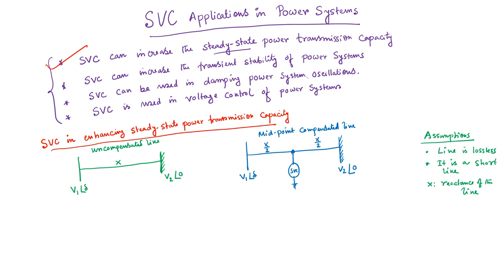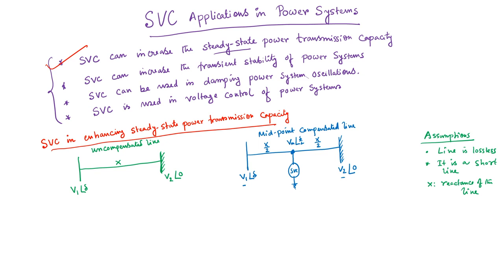This is the midpoint where the voltage is Vm, and there would be some angle. If we consider the line to be symmetrical, that is V1 equal to V2, then the angle of Vm would be delta by 2. So let us consider that it has an angle delta by 2, considering that it is a symmetrical lossless short transmission line model.